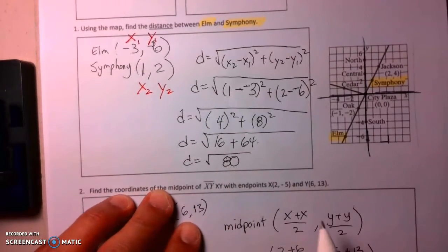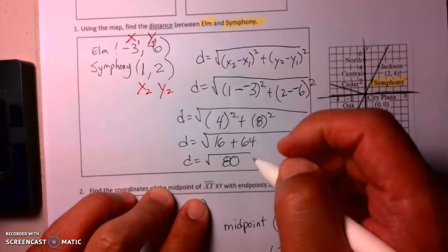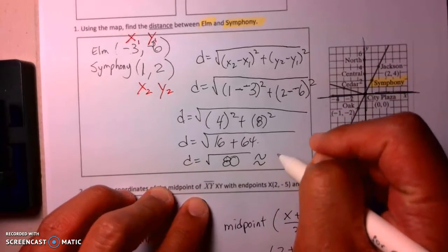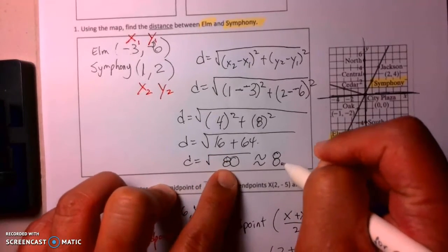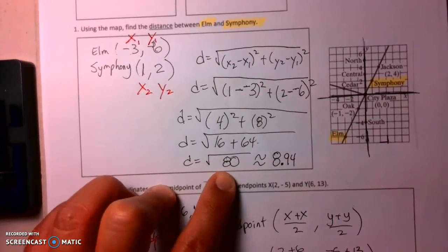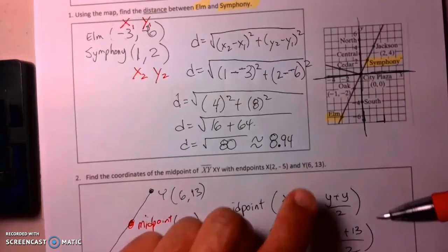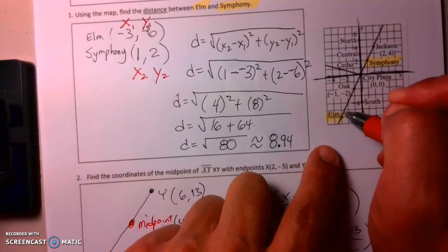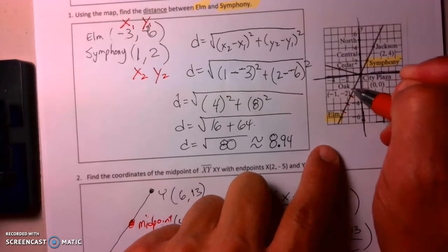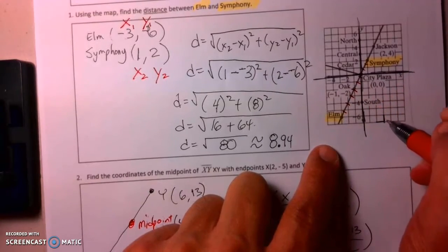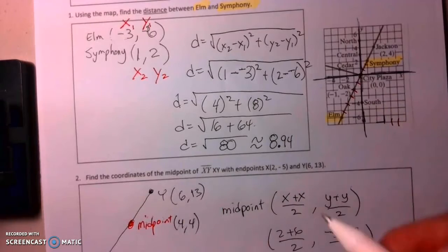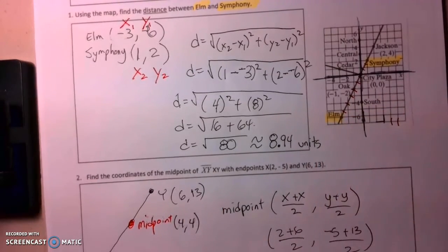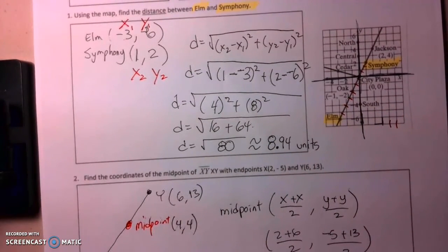And then we're going to need to go to the calculator. What's the square root of 80? What number times itself is 80? It's very close to 9, because the square root of 81 is 9, and that's close to 80. But this is 8.94. So from Elm to Symphony, there would be 8.94 of these tick marks if I could physically make the same distance here to here. And we'll just call this units. It could be miles, it could be feet, who knows. But we'll go 8.9 units, the distance between the 2 point locations.